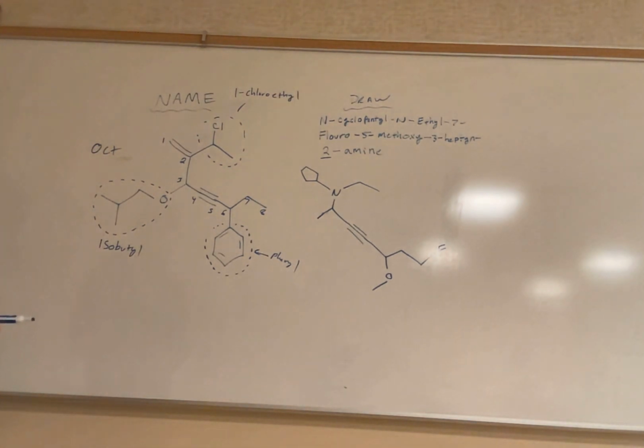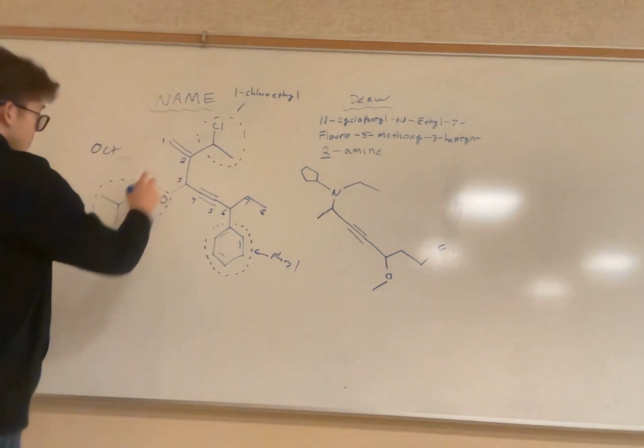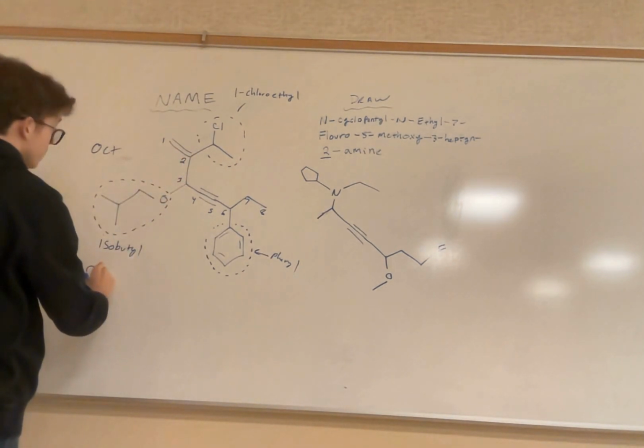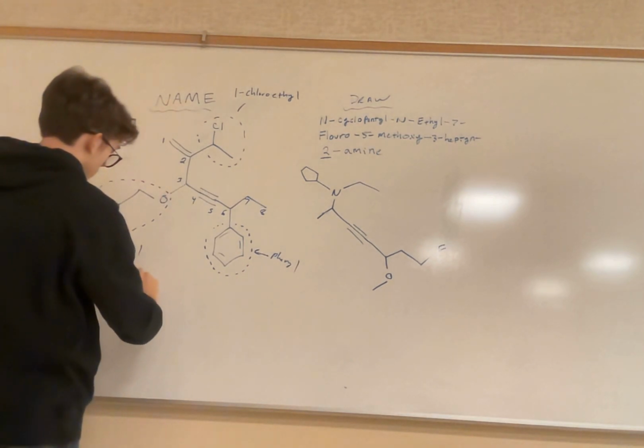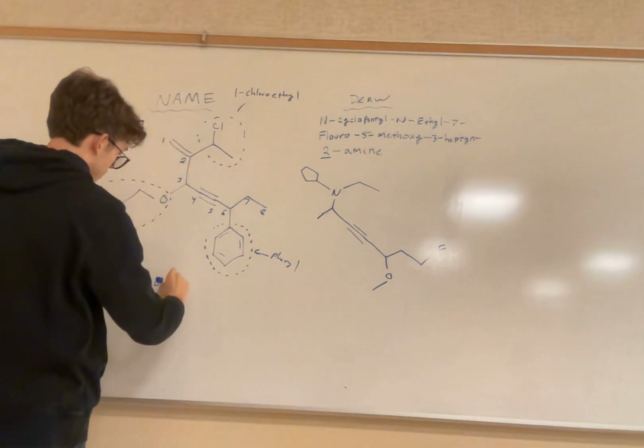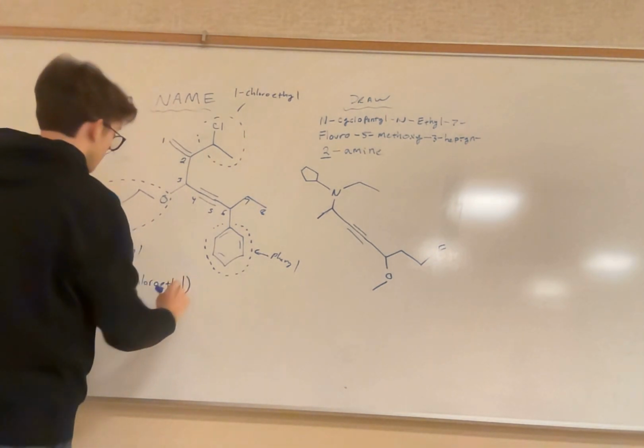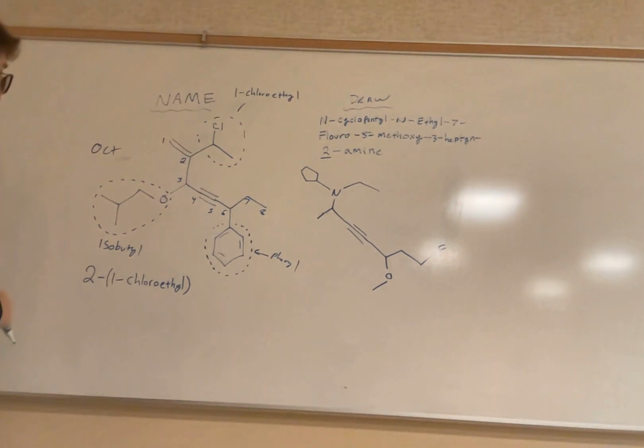Alrighty, now we'll get to naming this. So remember, it's alphabetical order, and just looking at this, we know that the 1-chloroethyl should probably be at the front. And it's on carbon 2, so we go 2, and 1-chloroethyl in parentheses. 1-chloroethyl. Our next substituent, remember your ABCs.